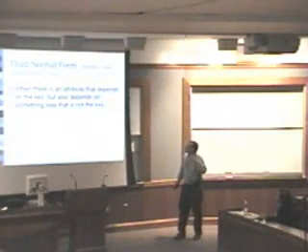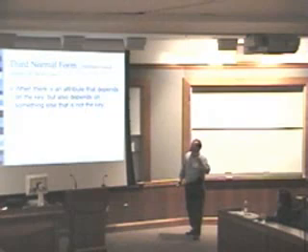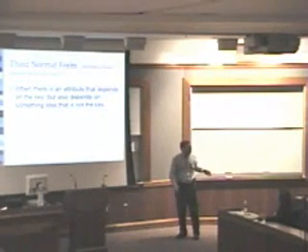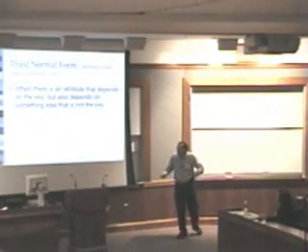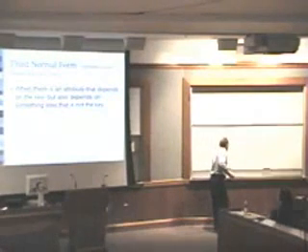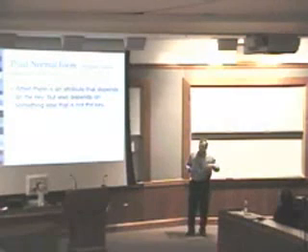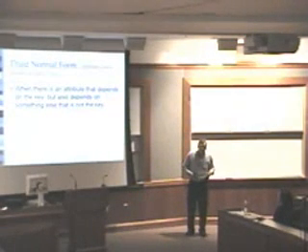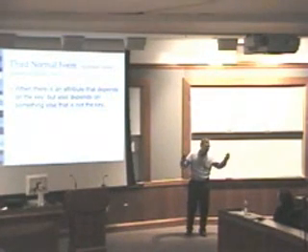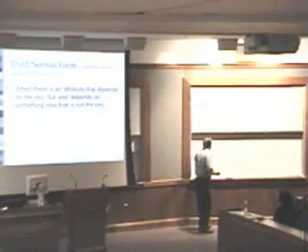Okay, third normal form. This is when there's an attribute that depends on the key, but it also depends on something else that is not the key. What could that be? An example, and this is not a great example, but it's a good illustrative one.